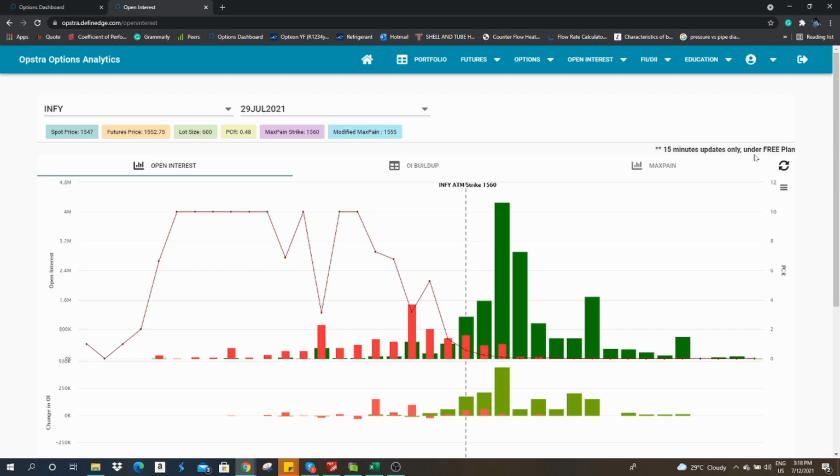Today I want to give you the Infosys Earnings Day option trading strategy. Before proceeding into the strategy, I want to give you the disclaimer that this strategy is for your education purpose only. Please do consult your financial advisor before taking this strategy.